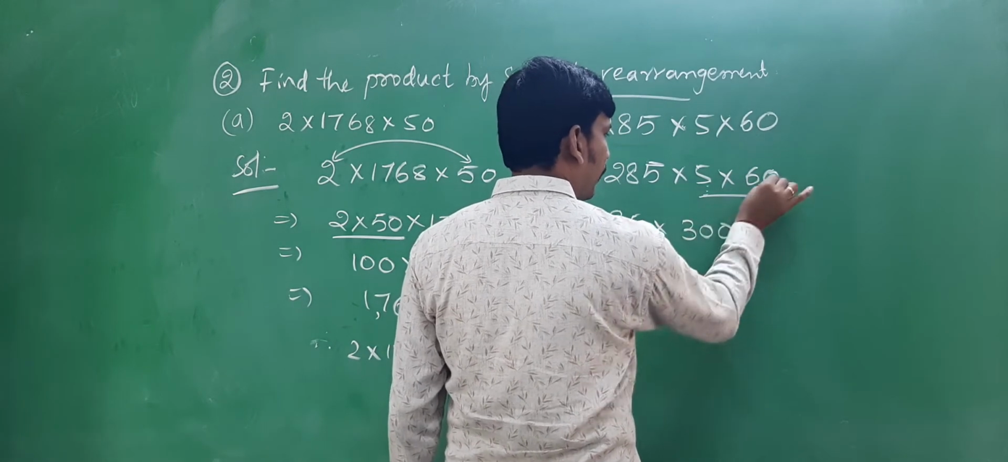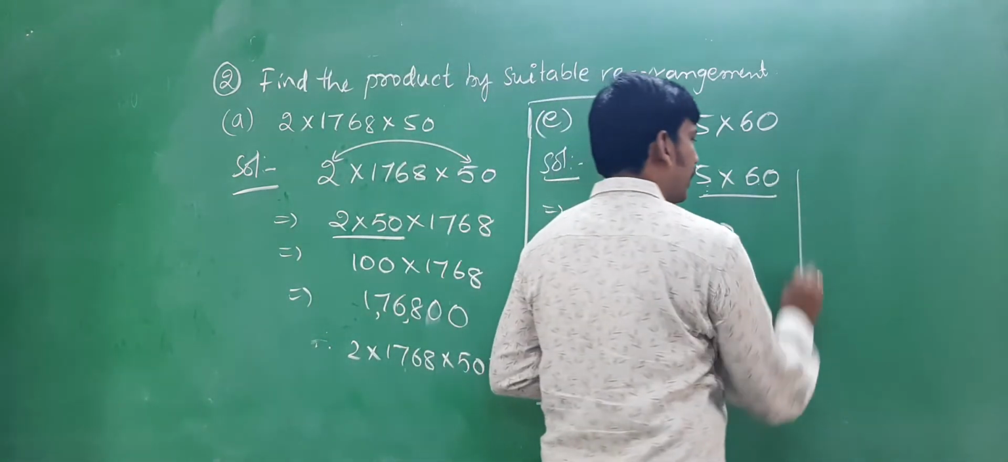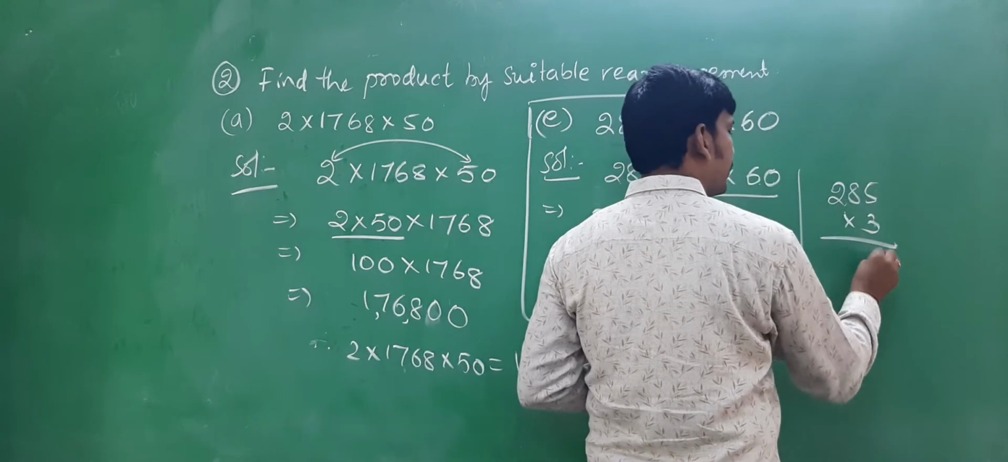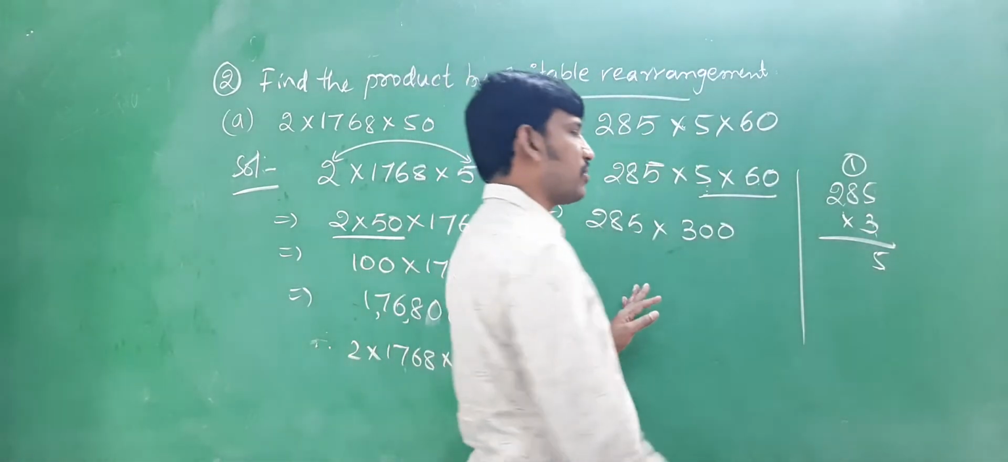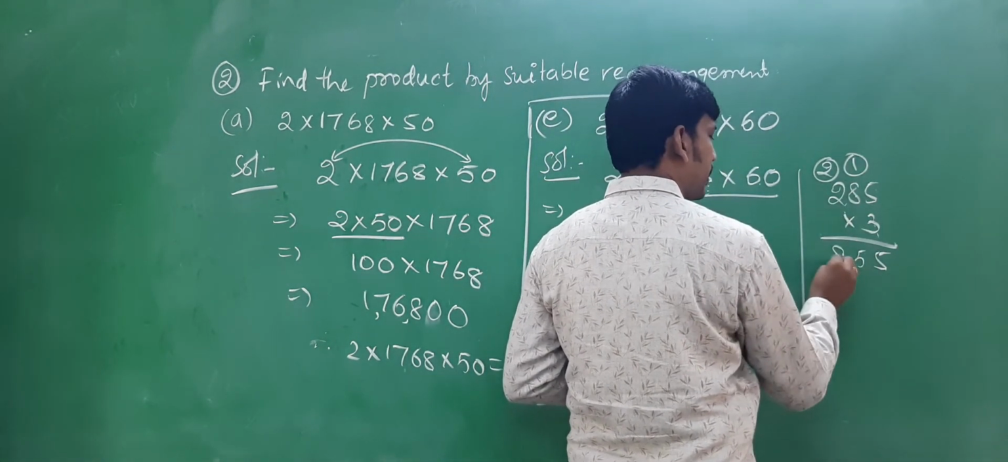Because 5 6s are 30, 1 0. Now 285 into 3, you just multiply very easily. That is 285 into 3. If you multiply, 3 5s are 15, 1 carry forward. 3 8s are 24 plus 1, 25. 2 carry forward. 3 2s are 6 plus 2, 8.